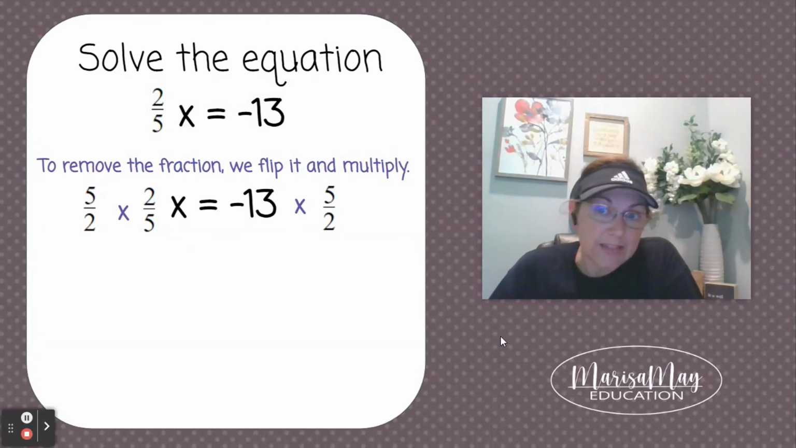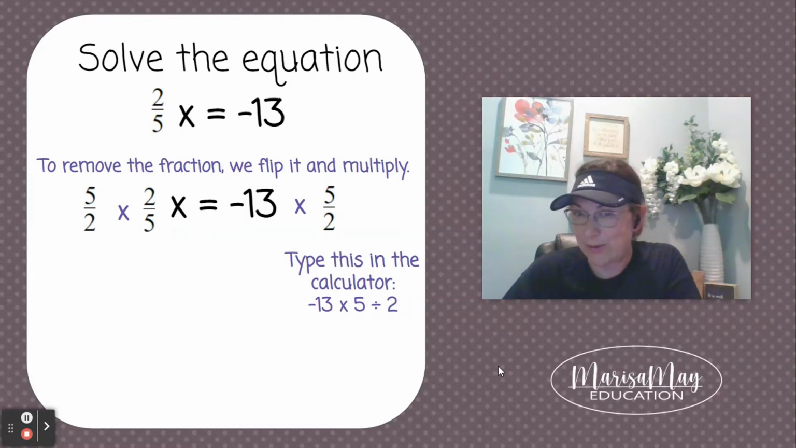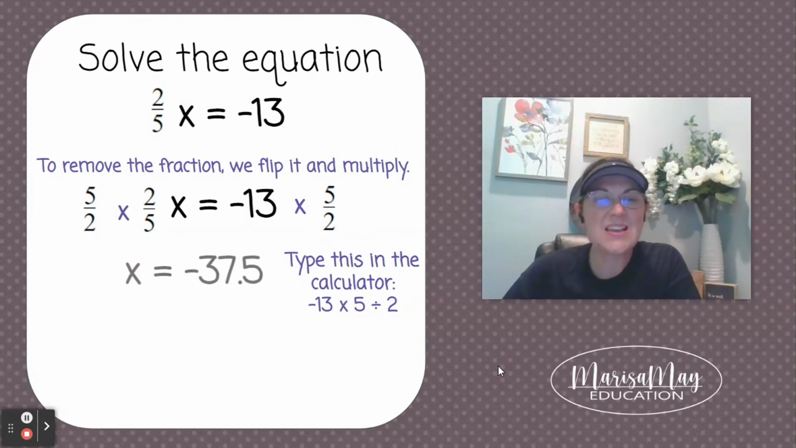So what does that look like then? To type this in your calculator, because let's be real, I want you to have your calculator with you. You type in -13 times 5, and then you divide by 2. So type that in your calculator, -13 times 5, divide by 2. Newsflash, it's not going to come out evenly, okay? That's all right. I get x equals -37.5.